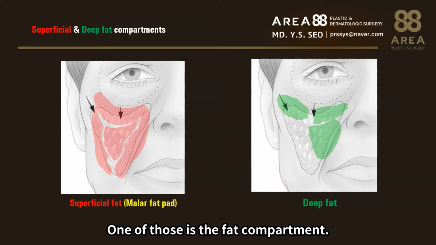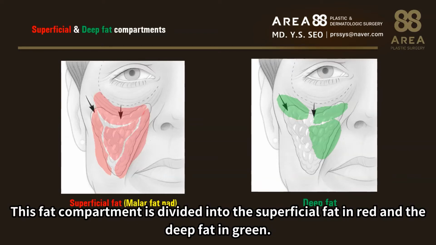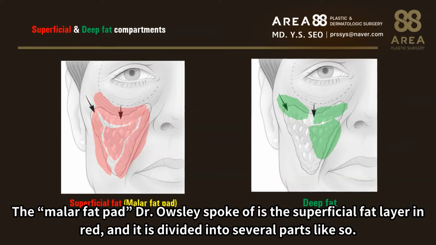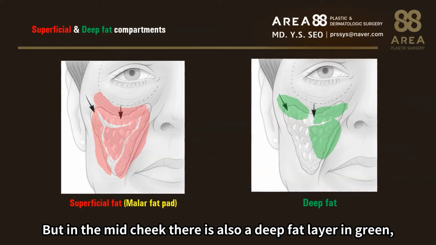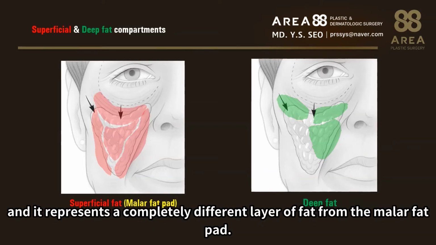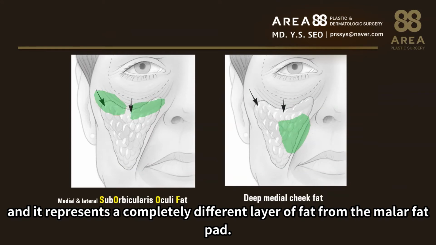However, that topic came out in 1991, and as the study of anatomy develops, research on the mid-cheek area also develops significantly. One of those is the fat compartment. This fat compartment is divided into the superficial fat in red and the deep fat in green. The malar fat pad Dr. Rowsley spoke of is the superficial fat layer in red, and it is divided into several parts like so. But in the mid-cheek there is also a deep fat layer in green. And it represents a completely different layer of fat from the malar fat pad.